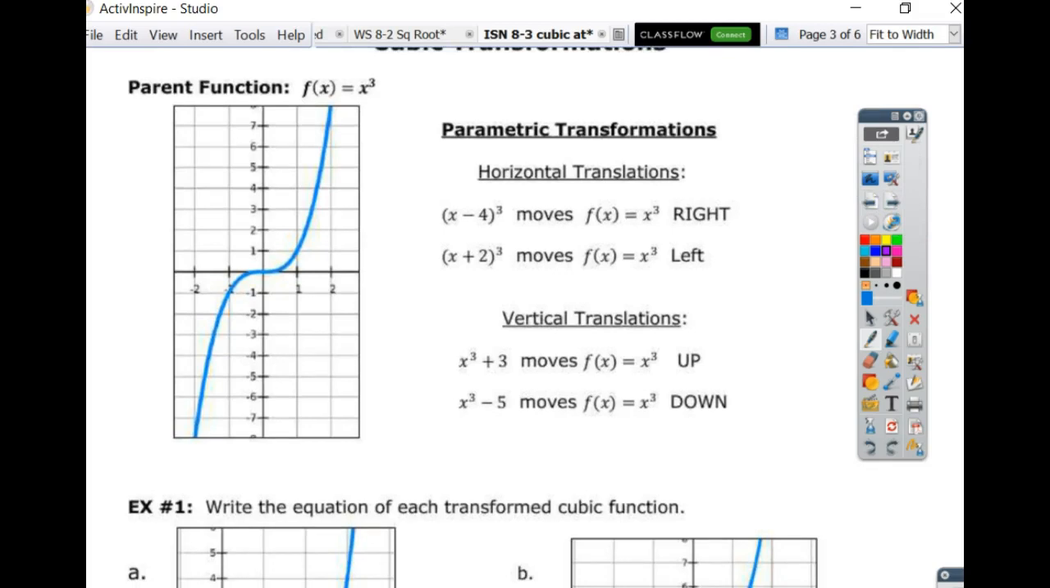So the x's lie. The -4 moves forward to the right. The +2 moves forward to the left. If they're not inside the parentheses, this is an up and down.